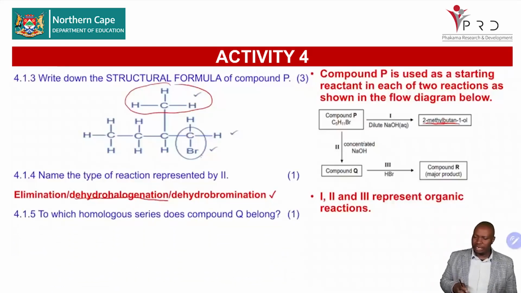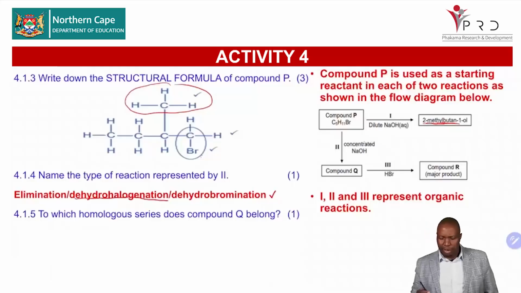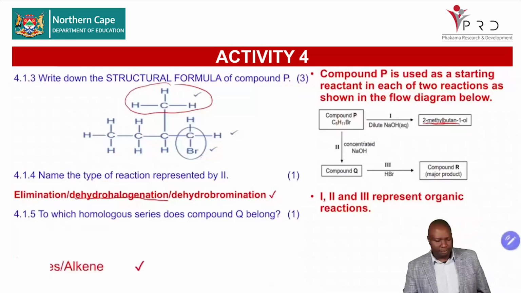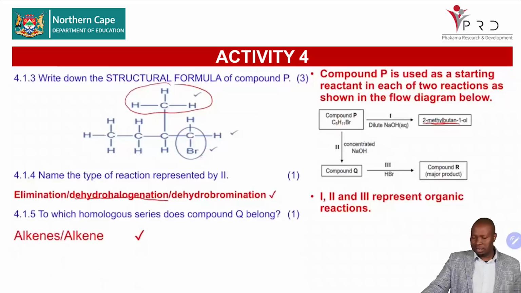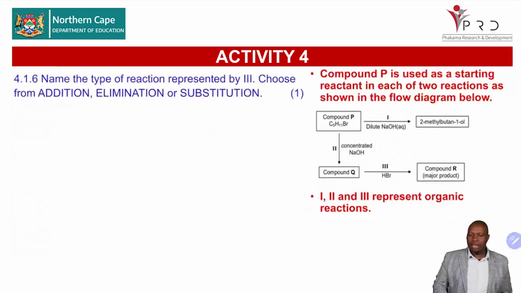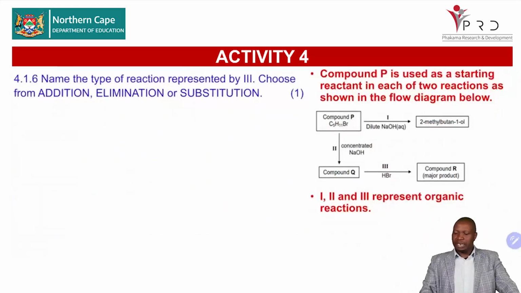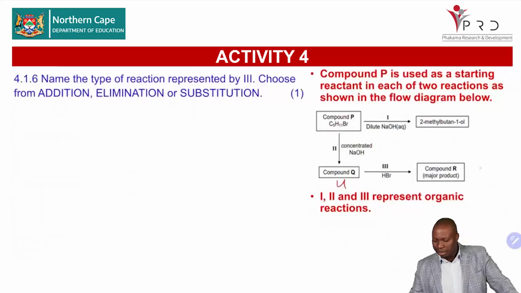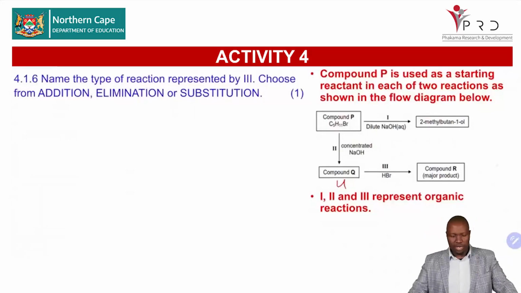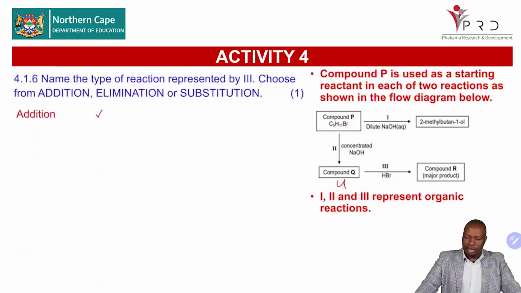Now, to which homologous series does compound Q belong? And then, obviously, because of elimination, you know it must be alkenes. Now, these are alkenes or alkene, it's fine. And then you are able to answer that. And then name the type of reaction represented by 3. So already you have seen we have unsaturated forming saturated. That must be addition. Always when you see unsaturated or alkenes, you know they undergo addition reaction.